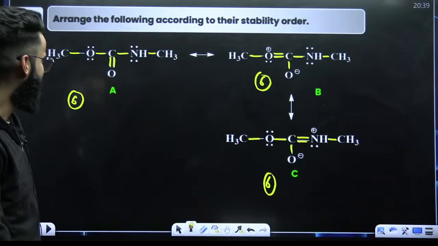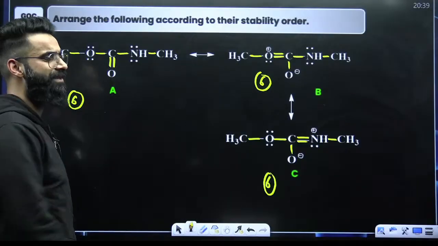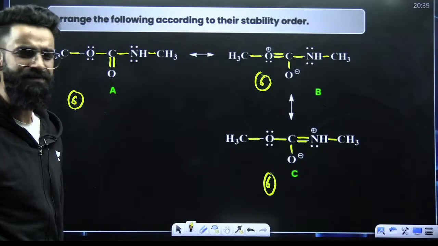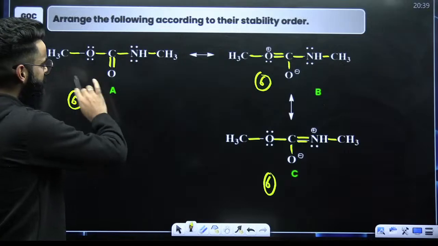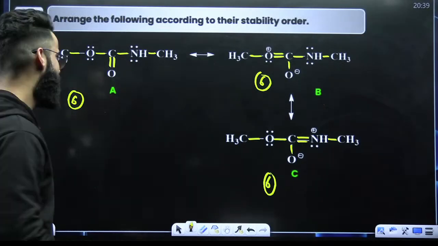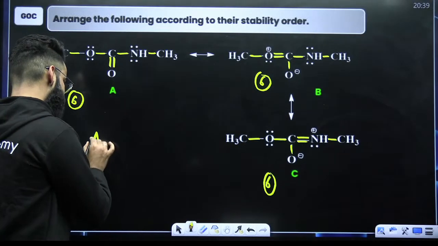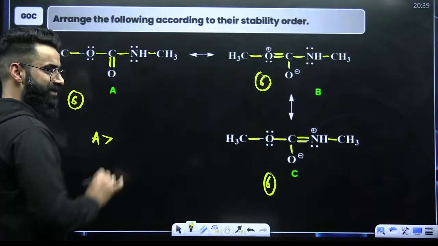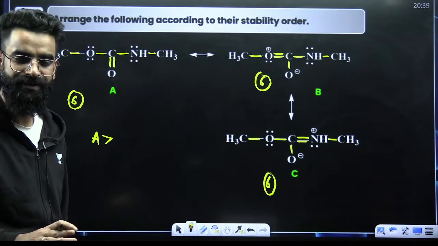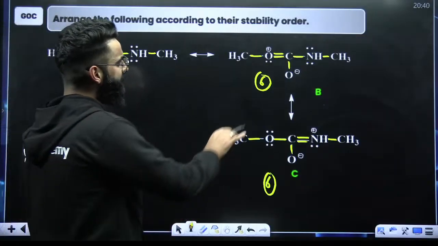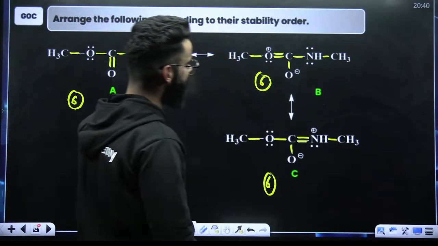Now, what is the next thing? Next thing is, which of the resonating structures has no charge on the atoms? Look at the first structure. In the first structure, there's no charge on any atom, right? So A is going to be maximum stable, because its atoms do not contain any charge. Perfect.